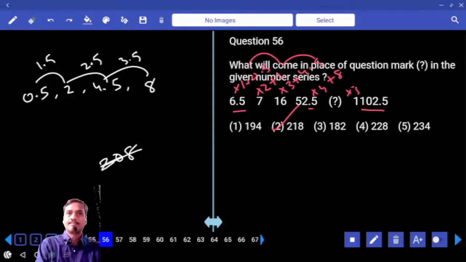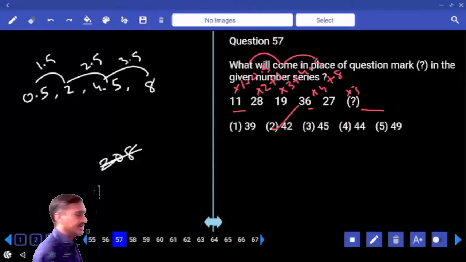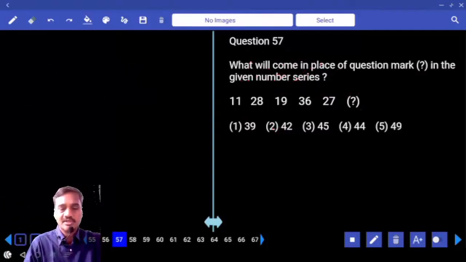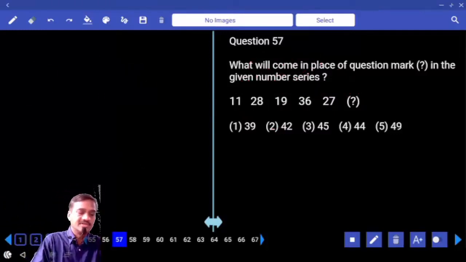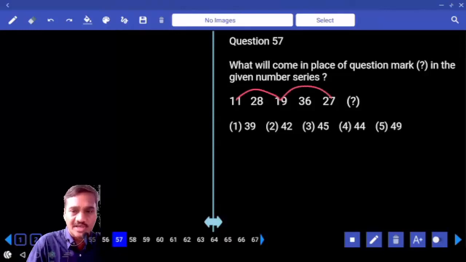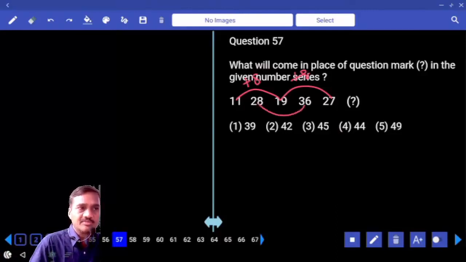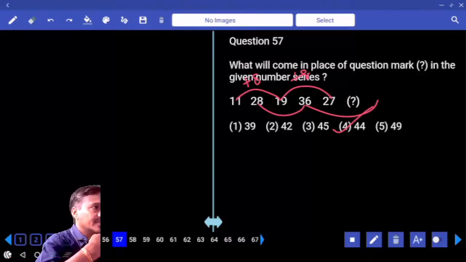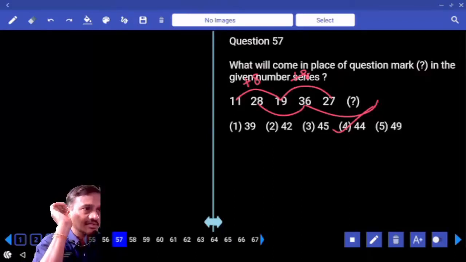Then 57. 11, 28, 19, 36, 27. This is alternate. Why does it come under alternate? Because the numbers are increasing and decreasing. Whenever the numbers are increasing and decreasing, always go for alternate. 11 plus 8, 19. 19 plus 8, 27. 28 plus 8, 36. 36 plus 8, 44 is the choice. Whenever the numbers are in ascending and descending, increasing and decreasing, then opt for alternate.